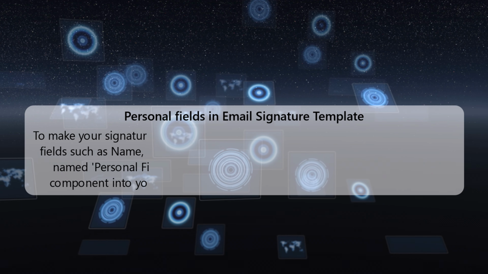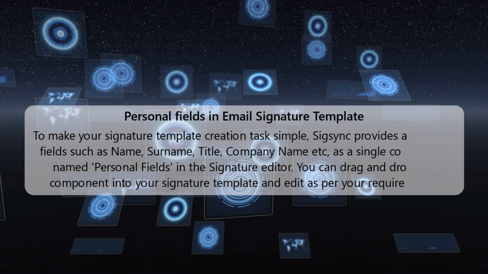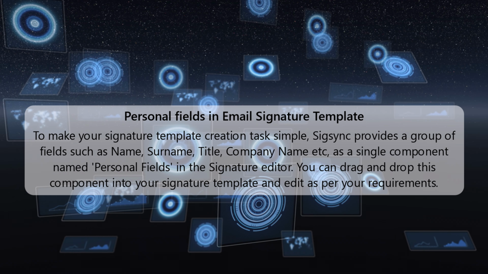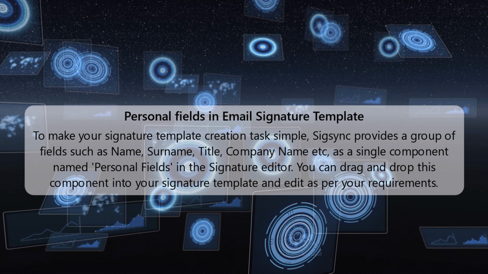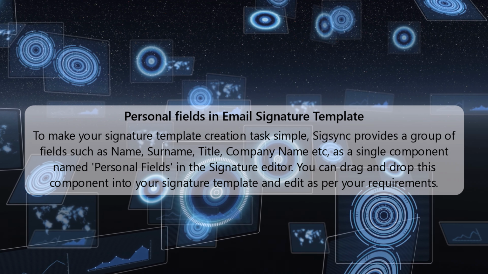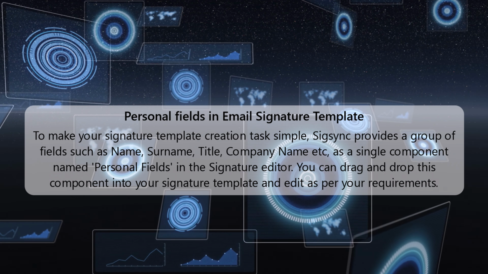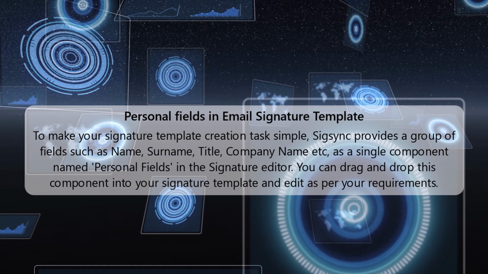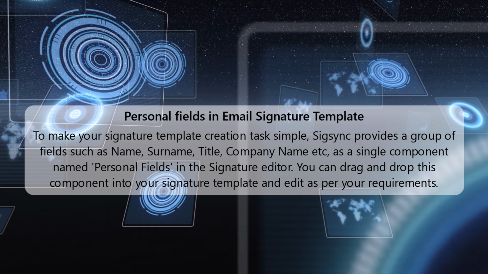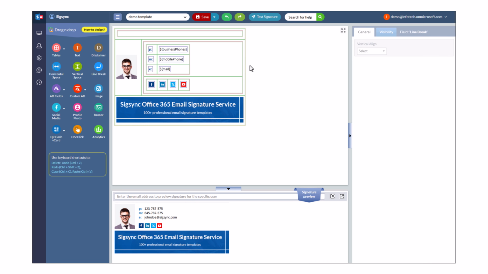To make your signature template creation task simple, Sigsync provides a group of fields such as name, surname, title, company name, etc. as a single component named Personal Fields in the signature editor. You can drag and drop this component into your signature template and edit as per your requirement. Let's see the steps to add personal fields in your signature template.